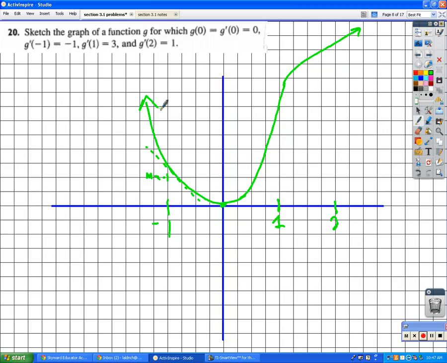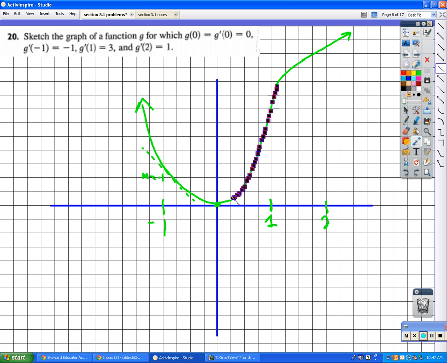I did not move the tangent line. This is a tangent line at those points. This is the tangent line right here, and we wanted that to have a slope of -1, and roughly it does. This is the tangent line right here, and we wanted that to have a slope of 0. This is the tangent line right there, and that should have a slope of 3. And then this is the tangent line right here, and that should have a slope of positive 1.